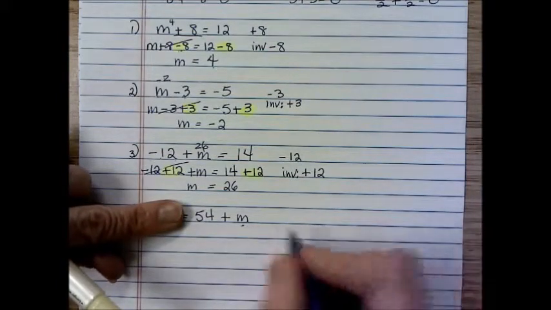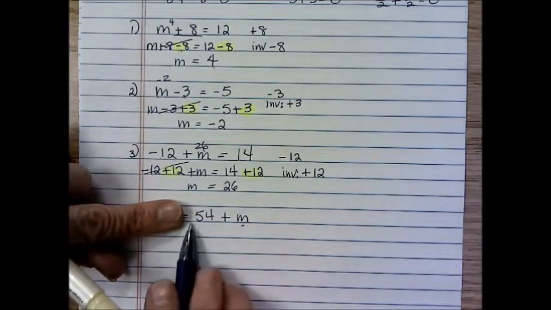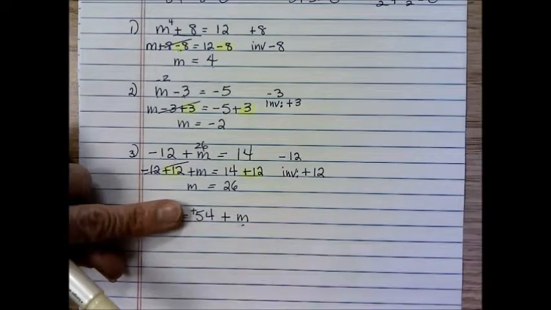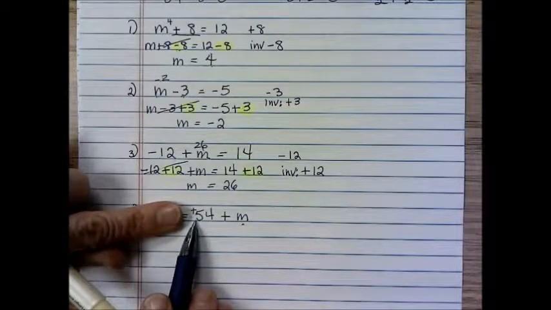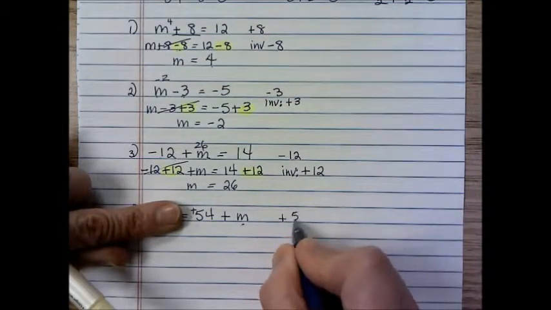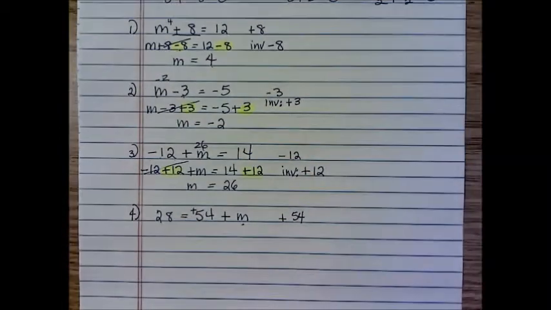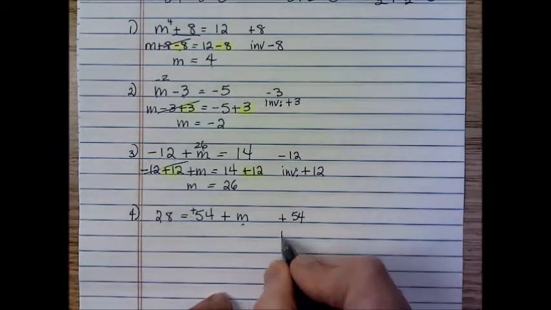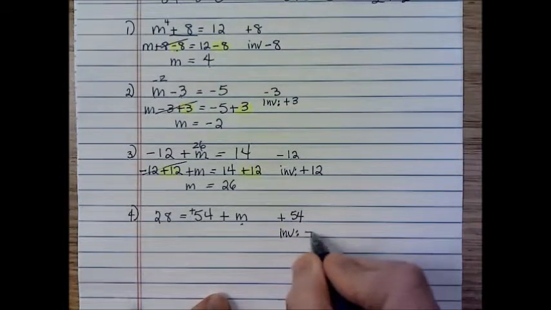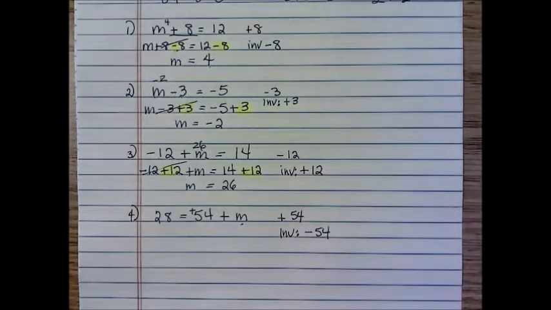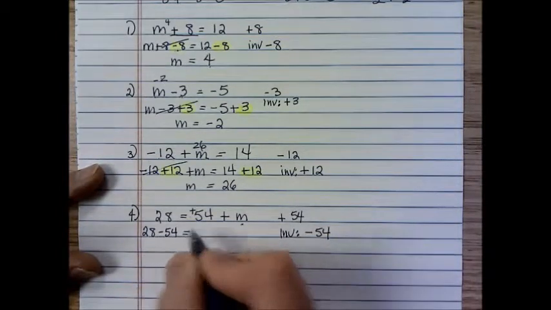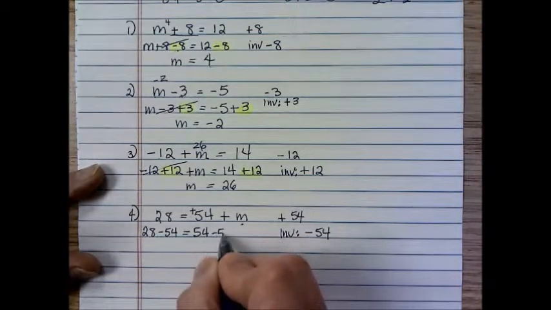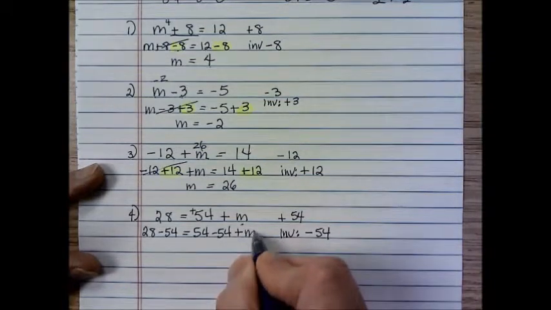What am I doing to m? There's the invisible plus sign. Remember, if it's the first term of an expression or equation, we know it's positive if there's no negative sign. So we are adding 54 here. So the inverse would be to subtract 54 from both sides. So 28 minus 54, and 54 minus 54, bring down plus m.